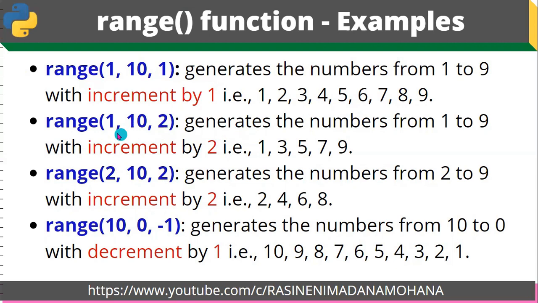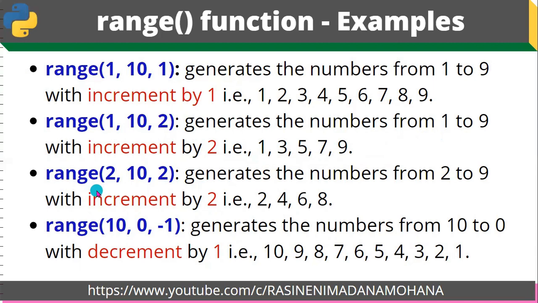Now here, what will you get? First 1 plus 2, 3, then 3 plus 2, 5, then 5 plus 2, 7, then 7 plus 2, 9. Then 9 plus 2, 11, it won't display. Why? Because the end value is 10. Before 10 only, it displays the values. Now what is this set? You can observe this is the odd set of values: 1, 3, 5, 7, 9. These are all the odd numbers from the range 1 to 9.